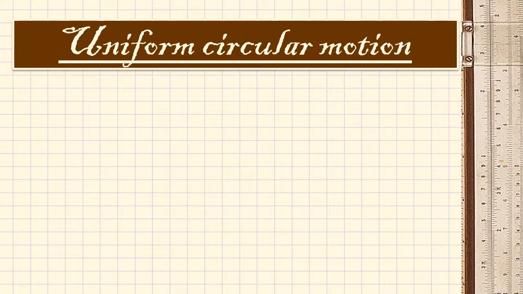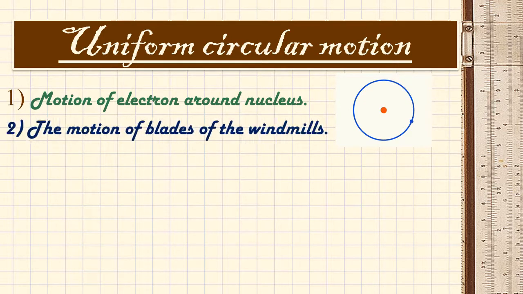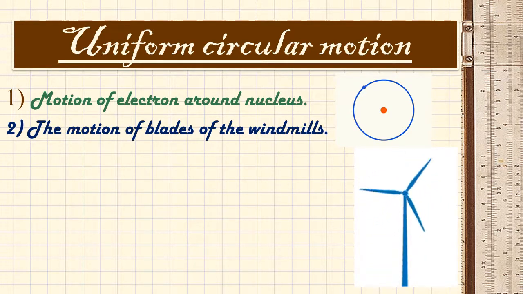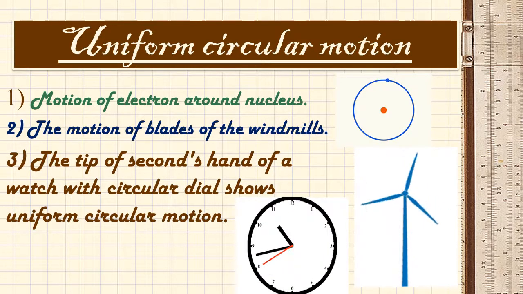So students, let's see different examples of uniform circular motion. The first example is the motion of an electron around the nucleus. We know electrons are revolving or moving around the nucleus, so this is an example of uniform circular motion. The next example is the motion of blades of a windmill. Blades of a windmill continuously move with a constant speed in a circular direction. Next is the tip of a second's hand of a watch with a circular dial, which shows uniform circular motion.